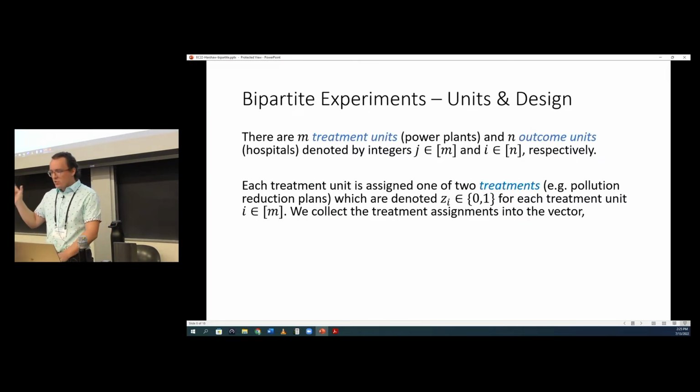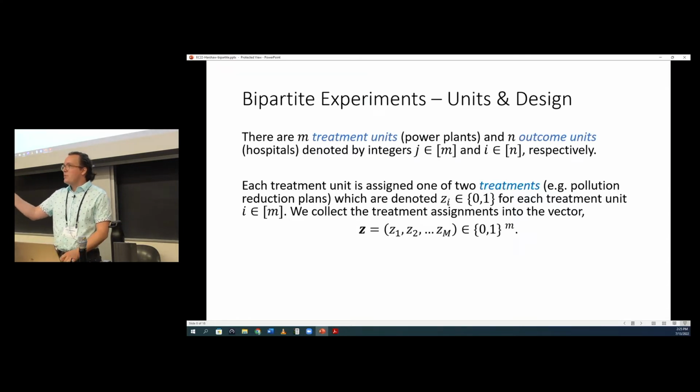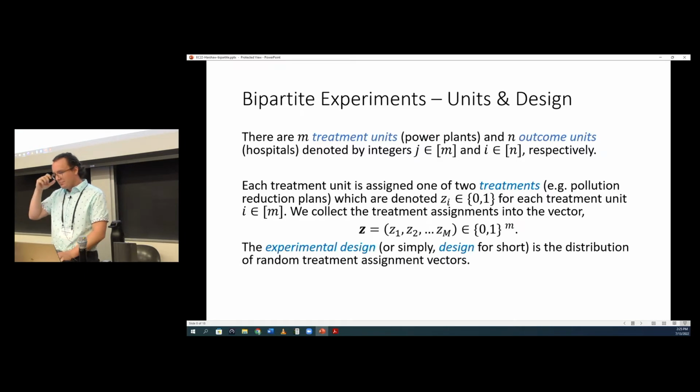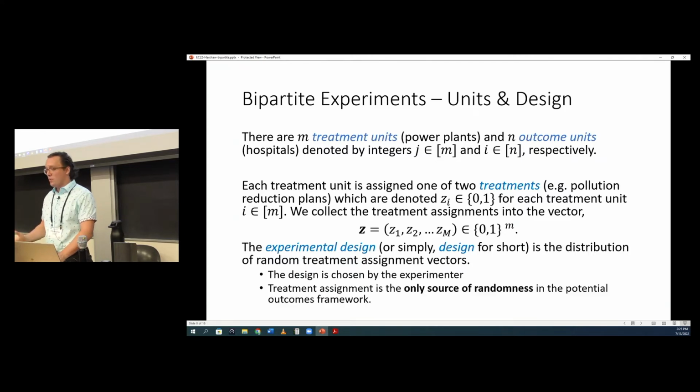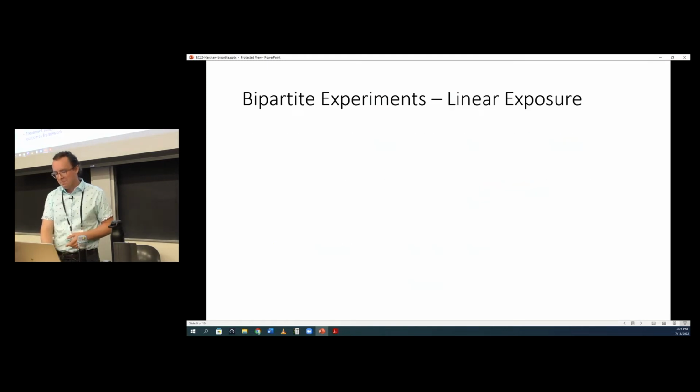And we're going to collect those treatments into a vector. It's of length m, because there are m treatment units, and it has entries in 0, 1. And the experimental design, or simply the design for short, is the distribution of random treatment assignment vectors. And in particular, this design is chosen by the experimenter, so it's known. And treatment assignment is the only source of randomness in the potential outcomes framework that I'm working with here. So I'll discuss that a little bit more later on, but I want to emphasize that this is the only random thing that will be going on.